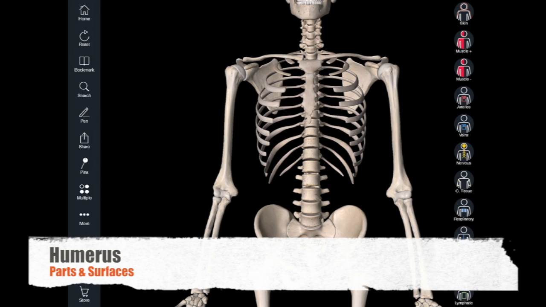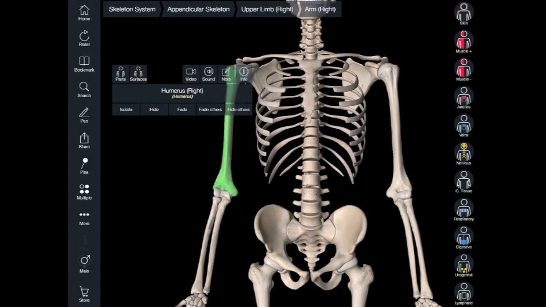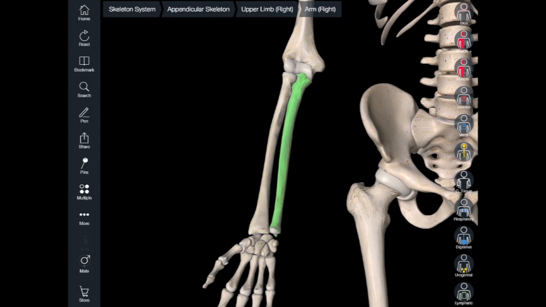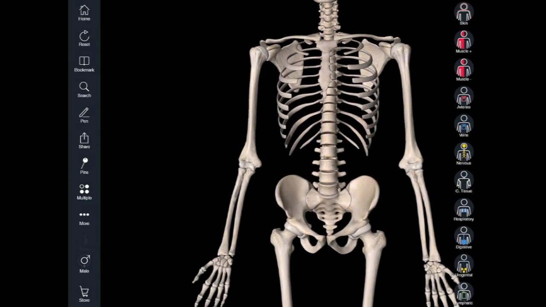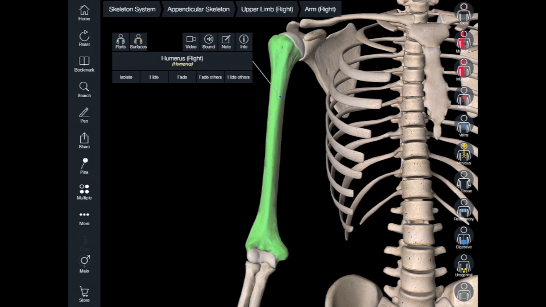Okay, so today we are going to talk about the humerus. It's the bone of the arm. This is the right humerus. The humerus articulates with the scapula at the shoulder joint, and it also articulates with the radius and ulna at the elbow joint. We're now going to isolate the humerus.